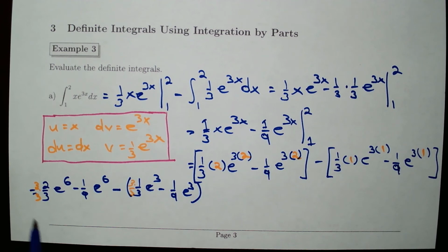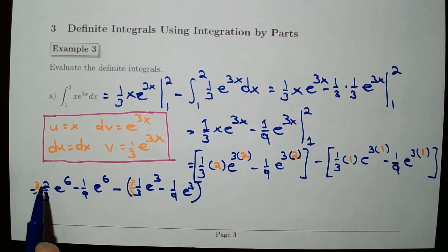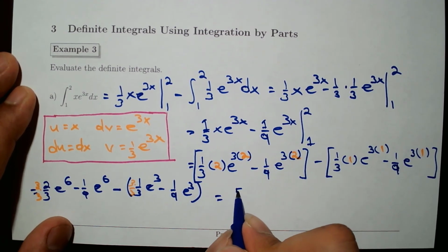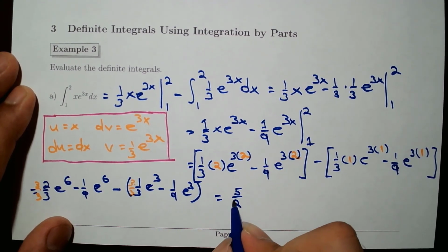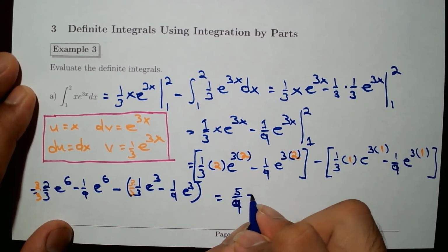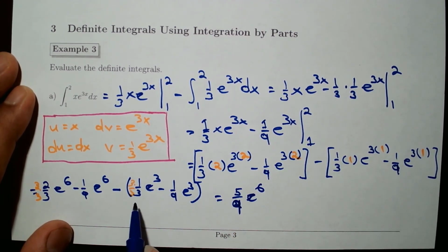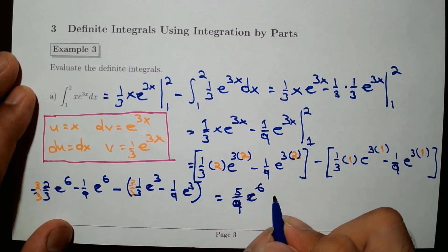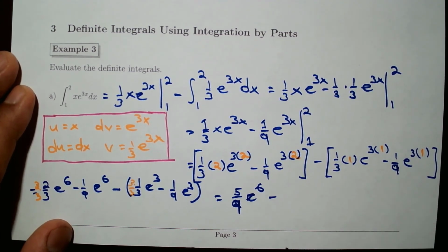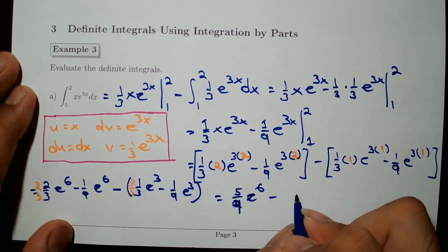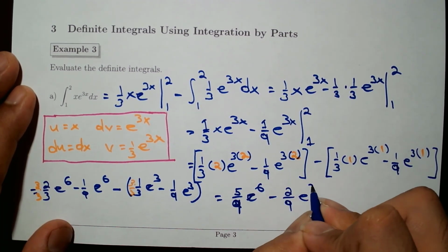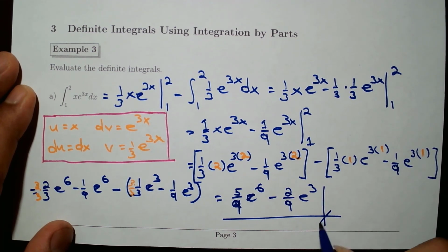That's going to give me 3 times 2, which is going to be 6, but 6 minus 1, it's going to be 5/9 e to the 6th. And then over here I'm going to have 3 times 1, which is 3. 3 minus 1 is 2/9 e to the 3rd. Final answer.